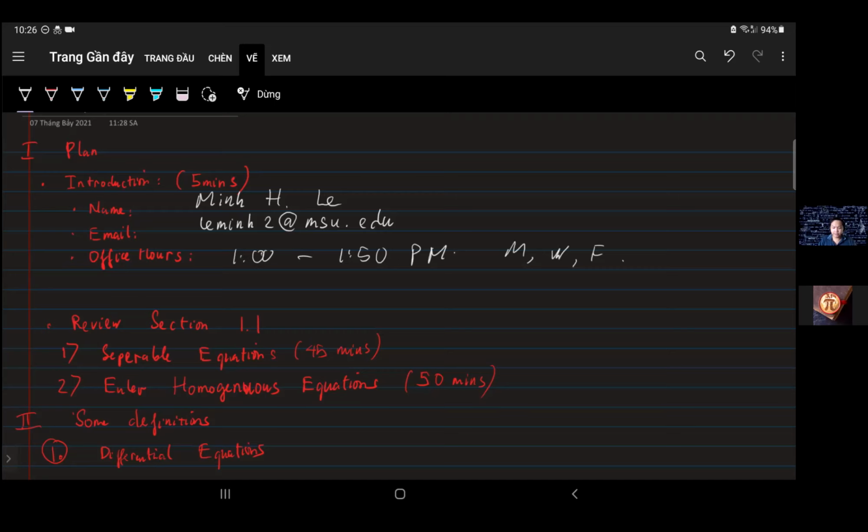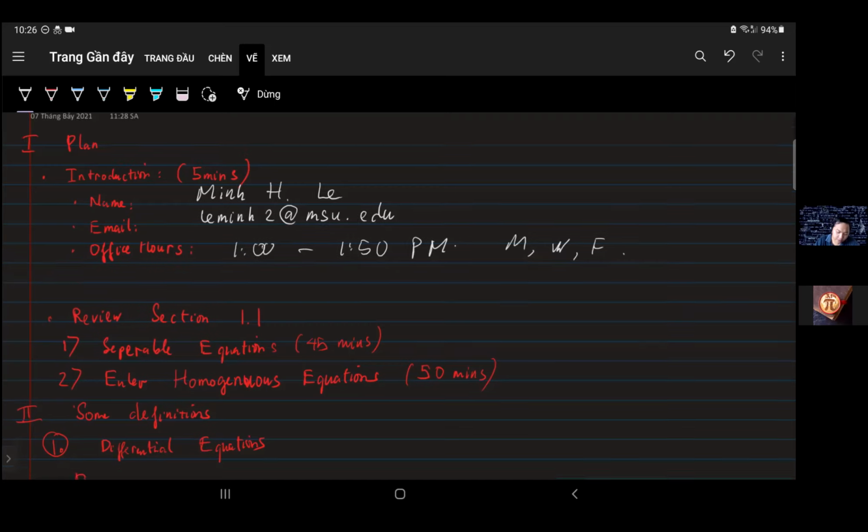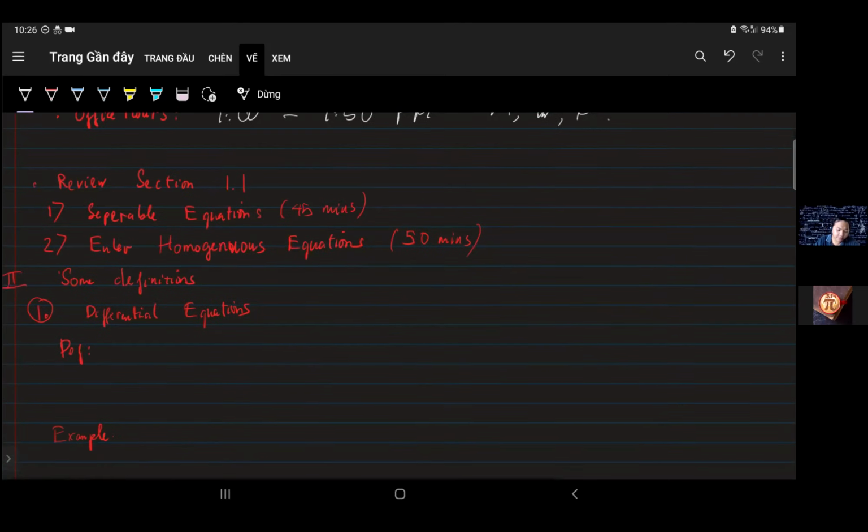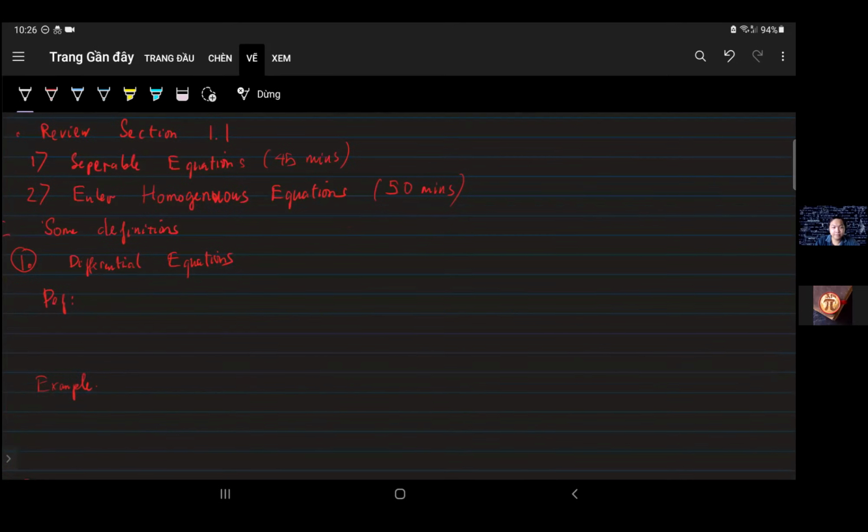So what do we study today? Today we're going to recall some definitions about separable equations. What does it mean by separable equations? What does it mean by Euler homogeneous equations? Okay. So first, let me recall what a differential equation is.